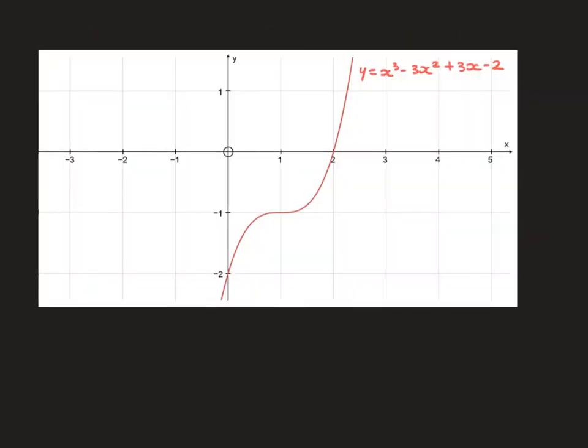So here's a sketch of y equals x cubed minus 3x squared plus 3x minus 2, and hopefully the first thing that you can notice here is this stationary point, and you can see the gradient essentially become 0 at this point. So here is our stationary point of inflection.